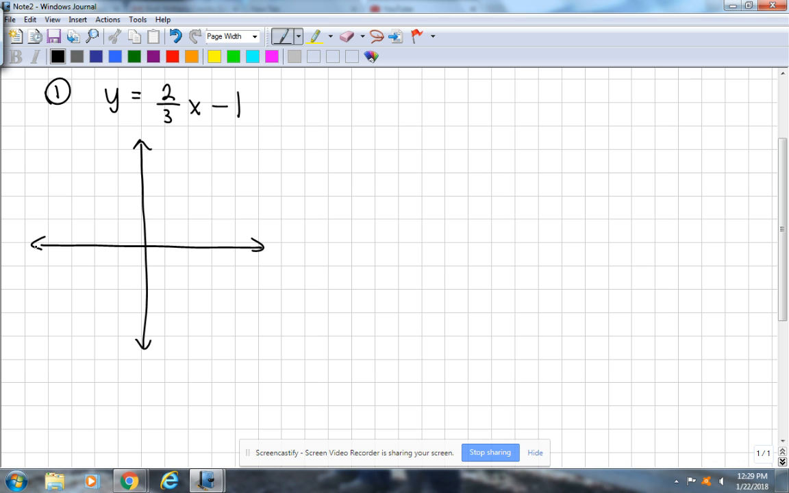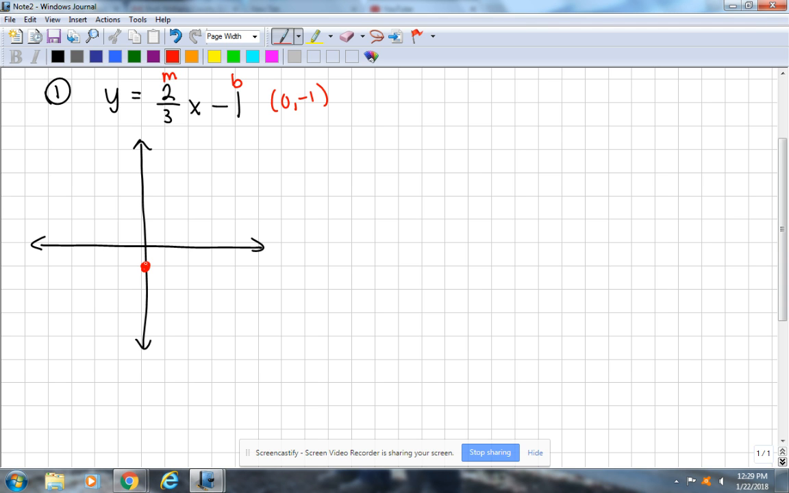And the first thing you're going to graph is your y-intercept. So our y-intercept for this problem is going to be where the b is. 2/3 is in the m location, -1 is in the b. So our b is -1. So that means we're going to be crossing our y-axis at the point (0, -1). So go to -1 on the y-axis, and that is our y-intercept for this line.